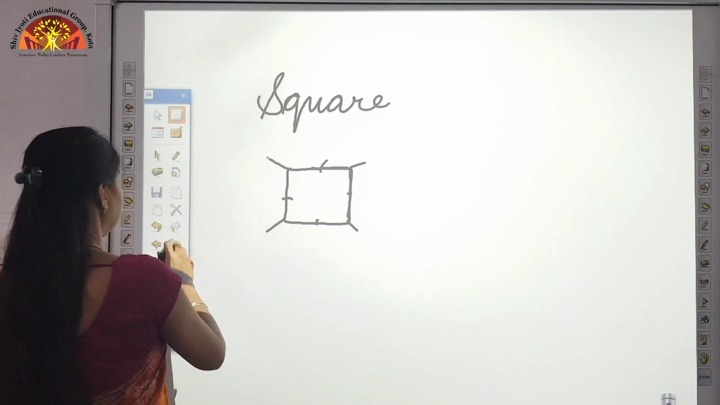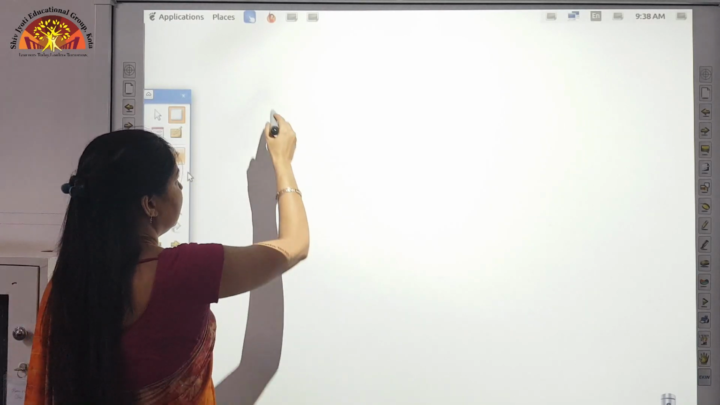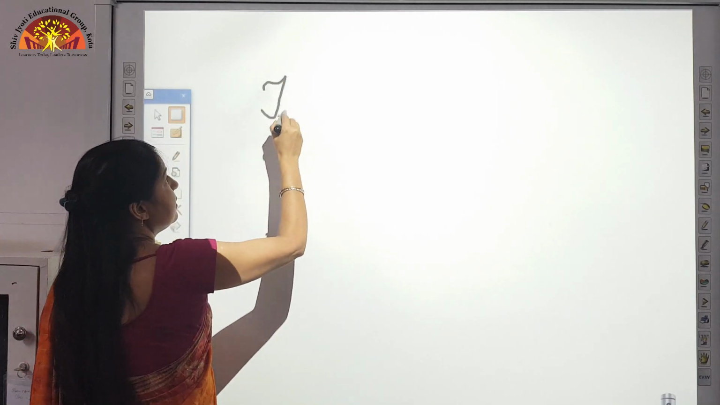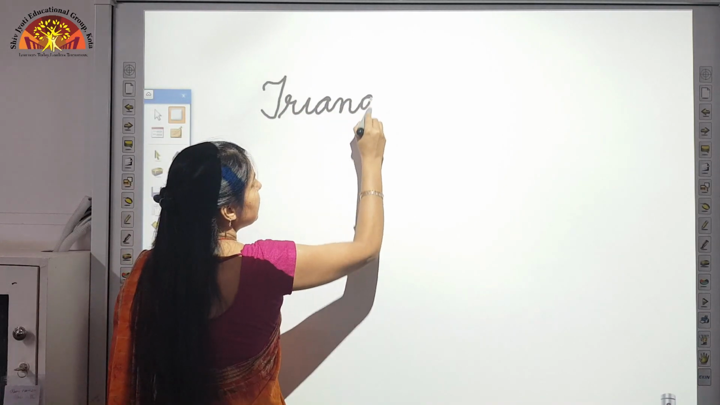Now we will see the next shape, triangle. The spelling of triangle is T-R-I-A-N-G-L-E, triangle.